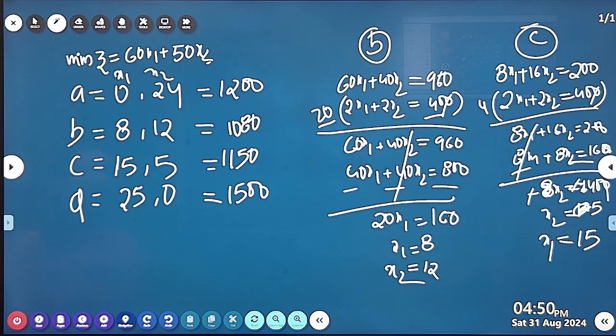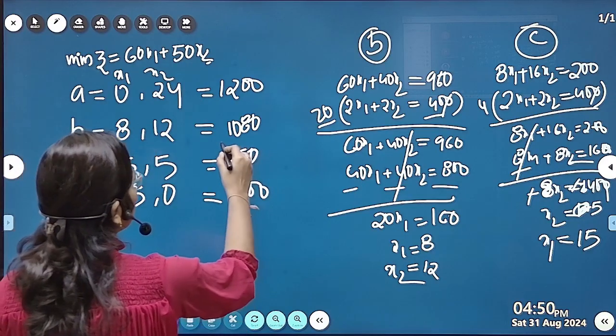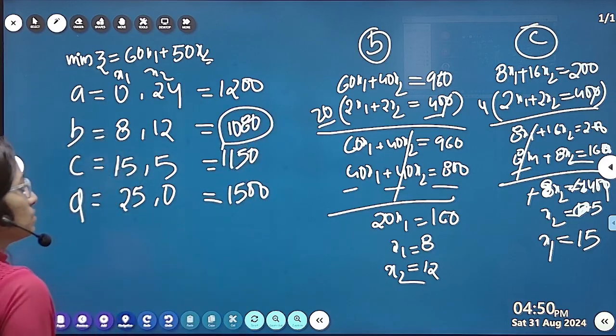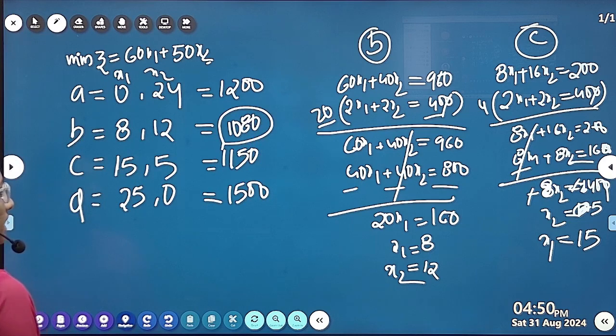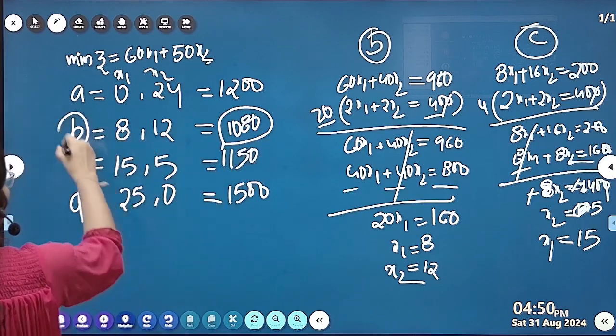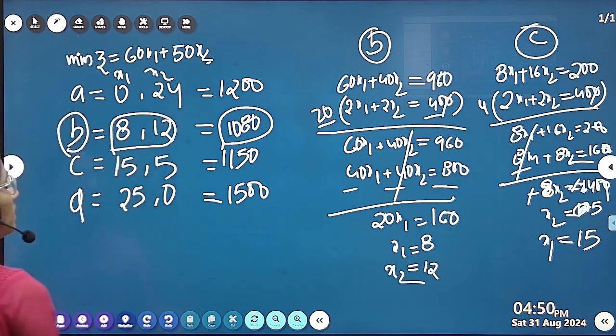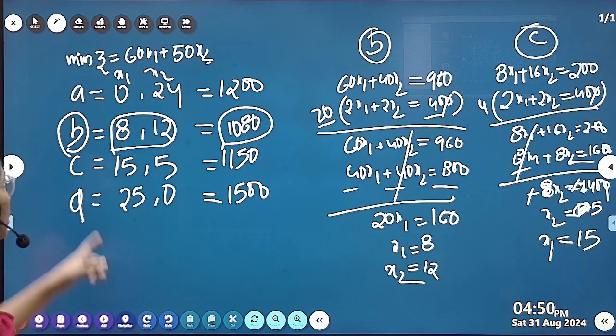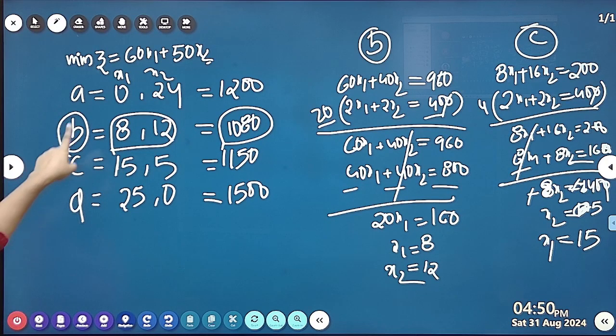So here what we need to do is minimize the cholesterol. Minimization means we have to take the lower value. So 1080 is the lower value to minimize the cholesterol. So it is point B, where x1 and x2 are equal to 8, 12. At this point the cholesterol is minimized.